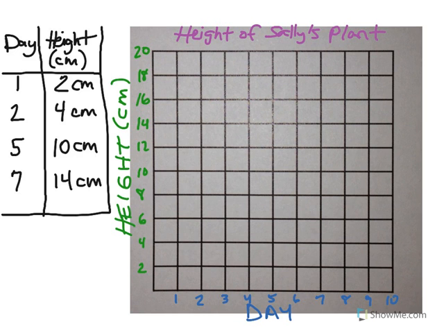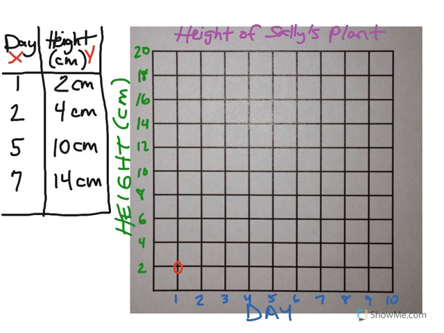Since we're going to use the table to plot the points, it would be easy for me to think of the day as the x and the height as the y as a reminder on how to plot this properly. So for day 1, I'm going to go up to 2 centimeters for height and plot that point. Please check your point.